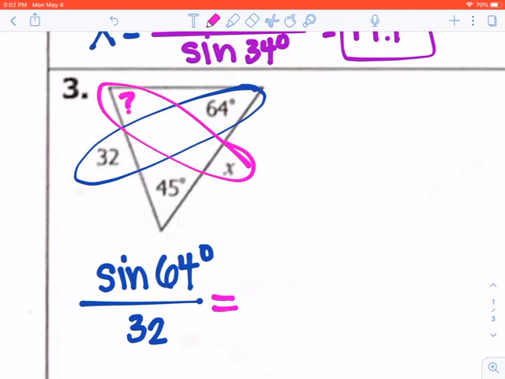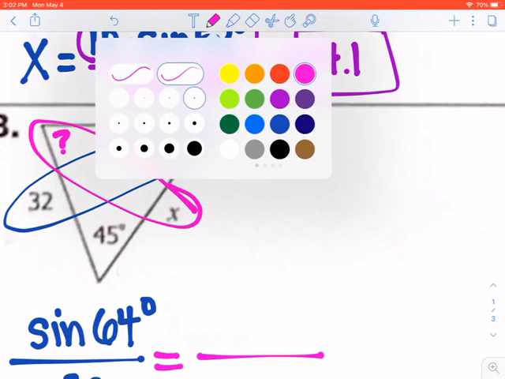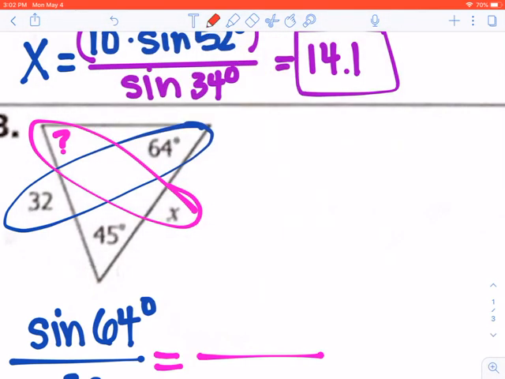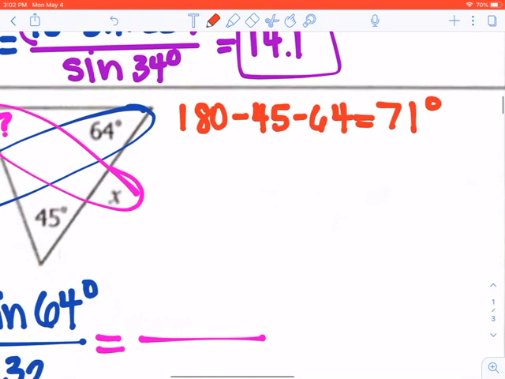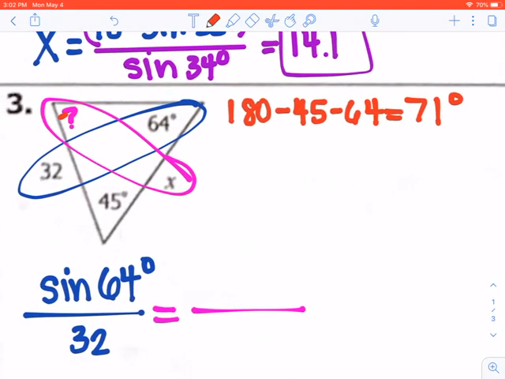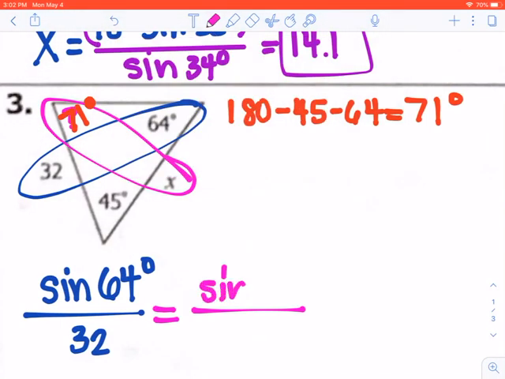is the third angle in a triangle. So before I can set up my fraction, I actually need to find that angle. And hopefully you remember from geometry, there's 180 degrees in a triangle. So it's 180 minus the 45 minus the 64. When you add all that up and subtract from 180, you get 71 degrees. So even though they didn't tell us we had to do that, we still had to find it. This angle here is 71 degrees. And now I can set up my fraction, sine of 71 degrees over x.